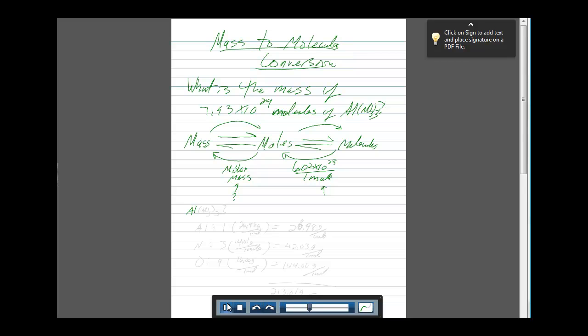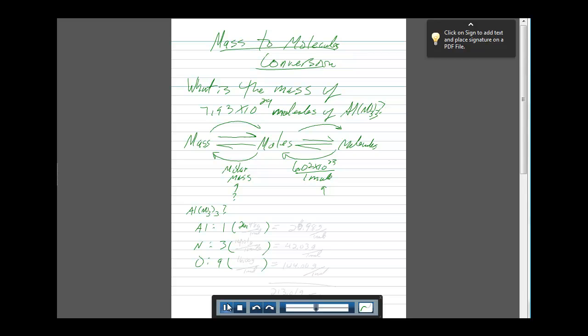So how do we figure out the molar mass of Al(NO3)3, aluminum nitrate? Well, what we need to do is figure out the molar mass of every single one of the elements. We have aluminum, nitrogen, and oxygen, and we have 1 aluminum according to the formula, 3 nitrogens, and 9 oxygens. We have to multiply that by the molar mass of each one of these.